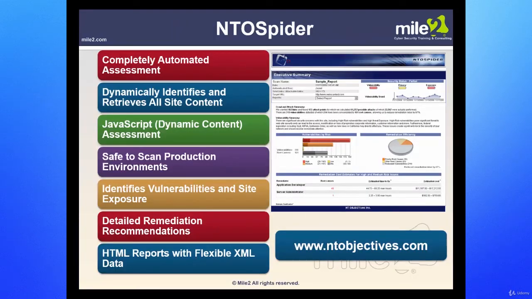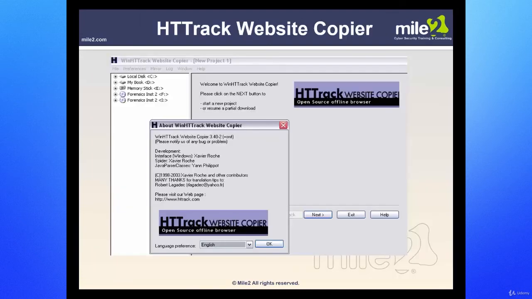Another is called NTO Spider. It's a completely automated assessment with dynamic identification and retrieval of all site content. It has JavaScript dynamic content assessment, is safe to scan production environments, identifies vulnerabilities and site exposures, as well as detailed remediation recommendations, which is always very nice. HTML reports with flexible XML data are also available with this tool, and you can check it out at the www.ntobjectives.com site.